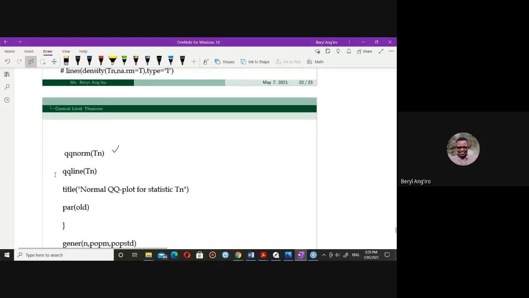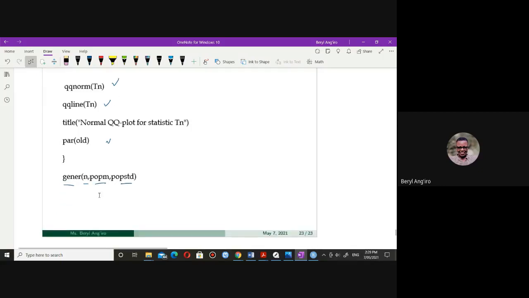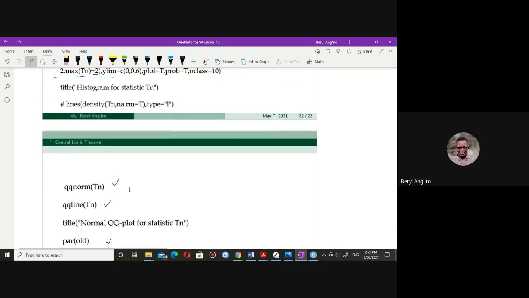You can also get the normal QQ plot and the QQ line for t. You can give the title for this as normal QQ plot, and then the parameters. So we can get these values: n, the population mean and the population standard deviation. So you can try and run this code at home and see the results of the same.